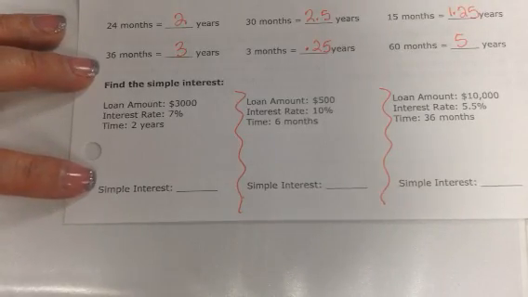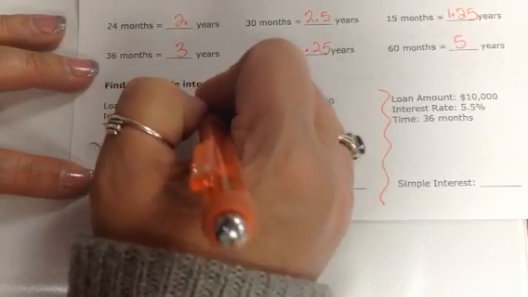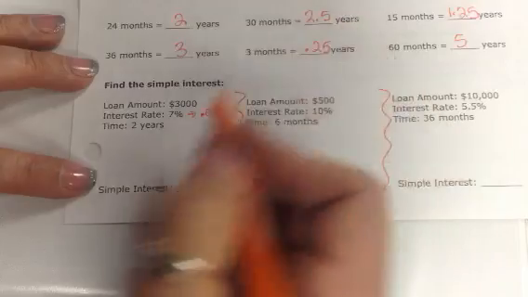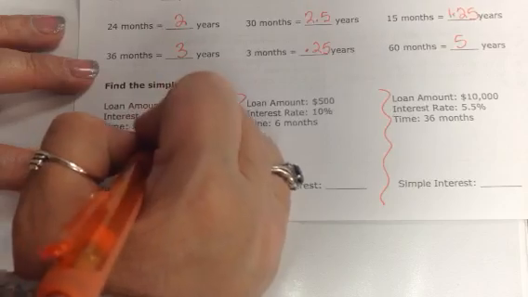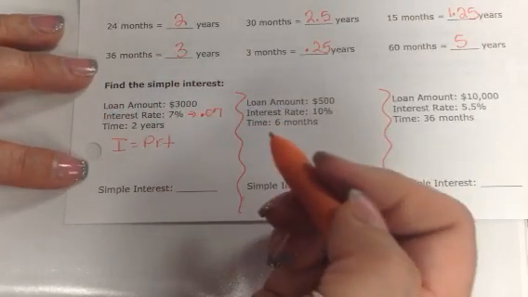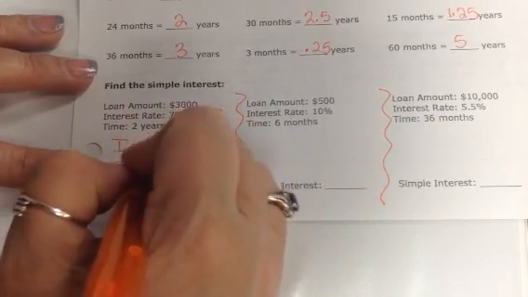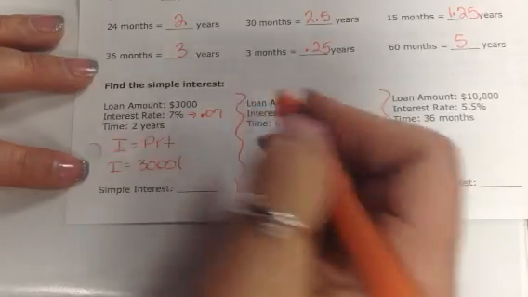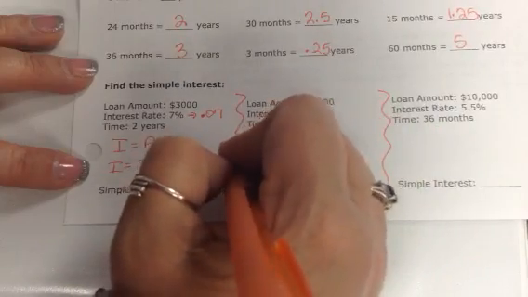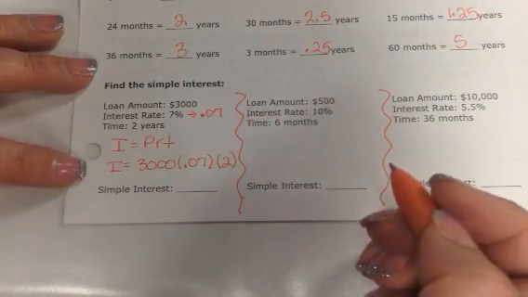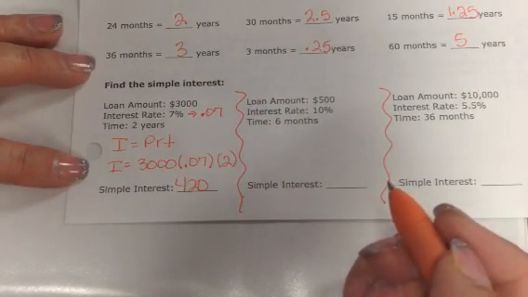I'm going to find some simple interest. I'm going to take this 7%, and I'm going to change it to a decimal, which is going to make it 0.07. My 2 is already in years. So I have I equals PRT. I need to see this formula every single time. So I equals my P, which is 3,000, times my R, which is 0.07, times my years, which is 2. If I throw all that in the calculator, I get $420. So that's what I'm paying in interest.